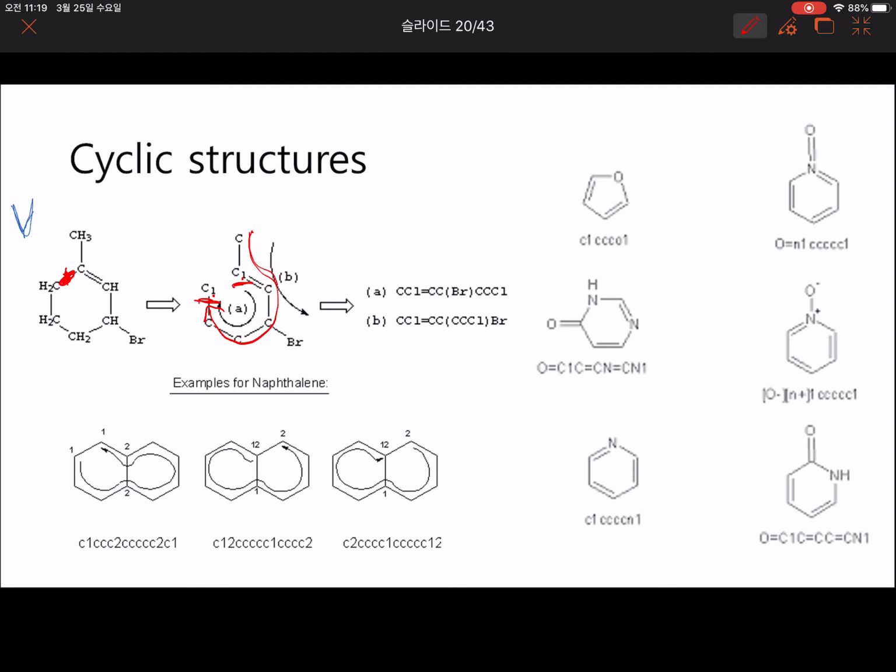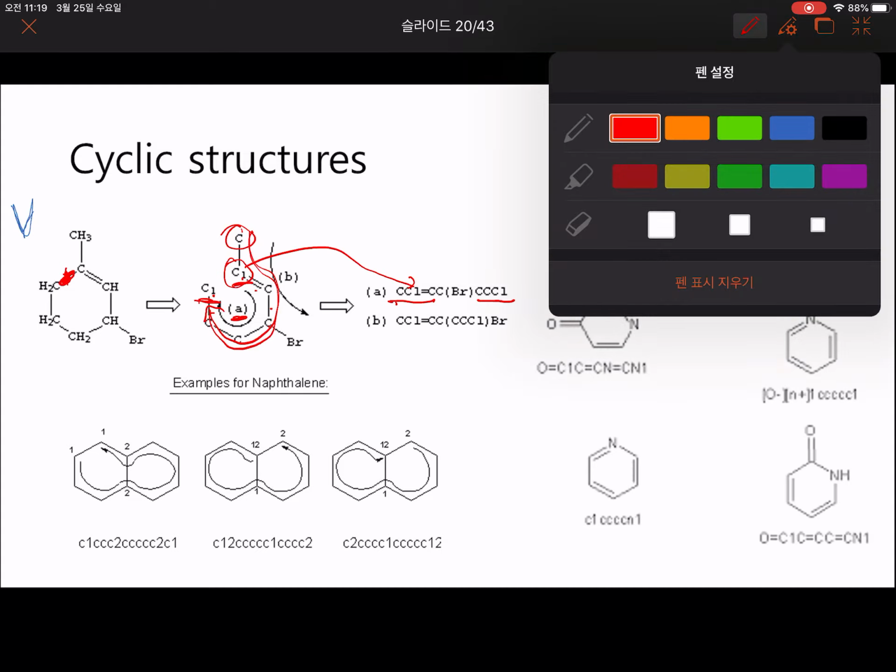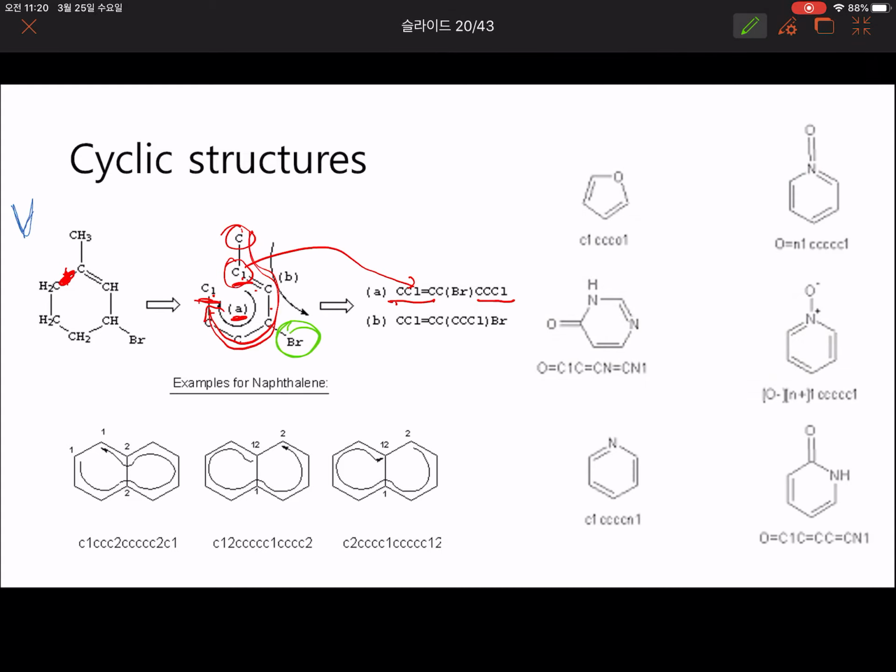Then let's say that this one follows this path A. Then we start from C, then the C1 comes after that, right? C1, and the double bond, single, single, single, single. And we can write down these molecules. But we have to represent this branched bromine, Br, right? So the Br is put into the parenthesis, and we can write down like this.